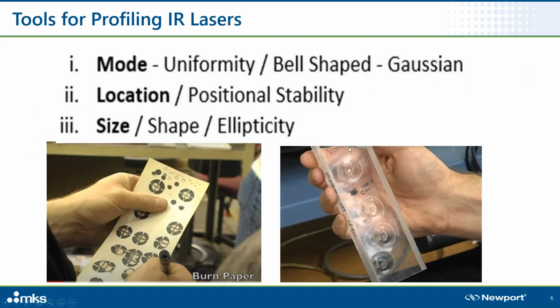Some of the earliest or most ubiquitous tools for profiling infrared lasers consist of burn paper and acrylic mode burns. And you can see by both of these images that the beam profile was either burned or melted into the burn paper or acrylic, showing the size and structure of the beam. So physical representation of the beam was readily available through these low-cost but potentially dangerous techniques.